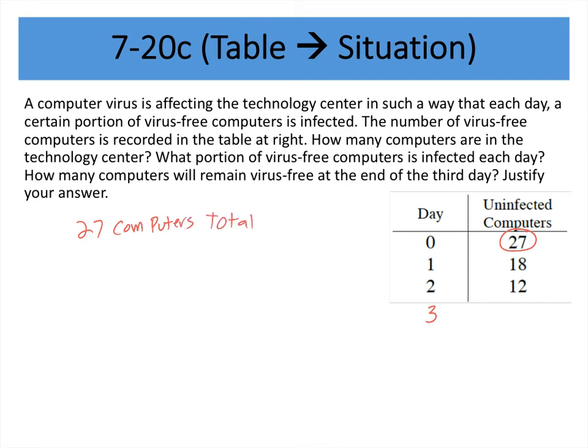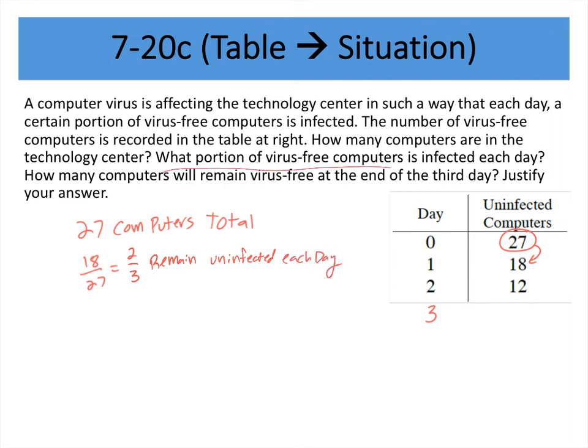What portion of the virus-free computers are affected each day? So that must mean the rate at which the uninfected computers goes down. So how much is it? 27 to 18. So that's going to be the ratio 18 over 27. I'm going to put that into a calculator to see 18 divided by 27 is 2/3. 2/3 of the computers remain uninfected each day.